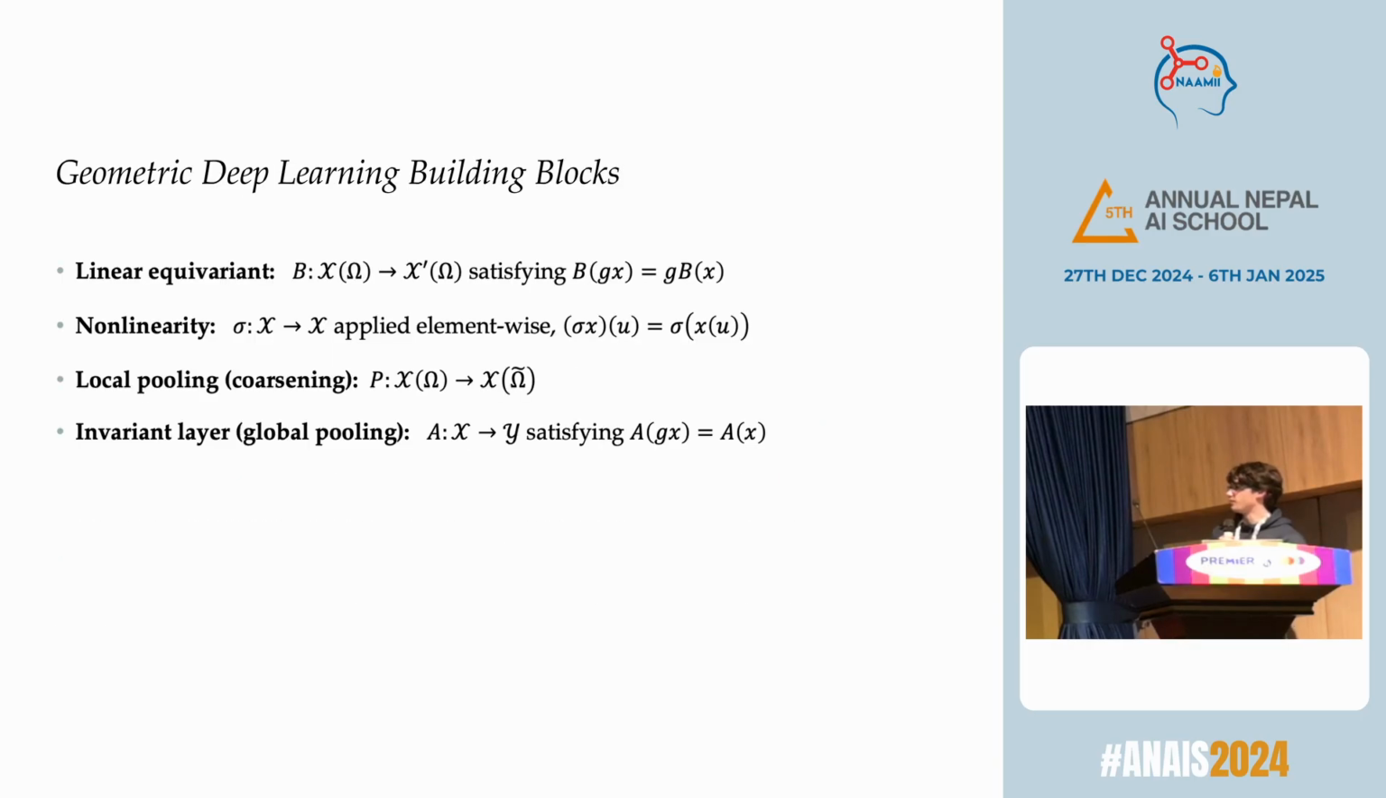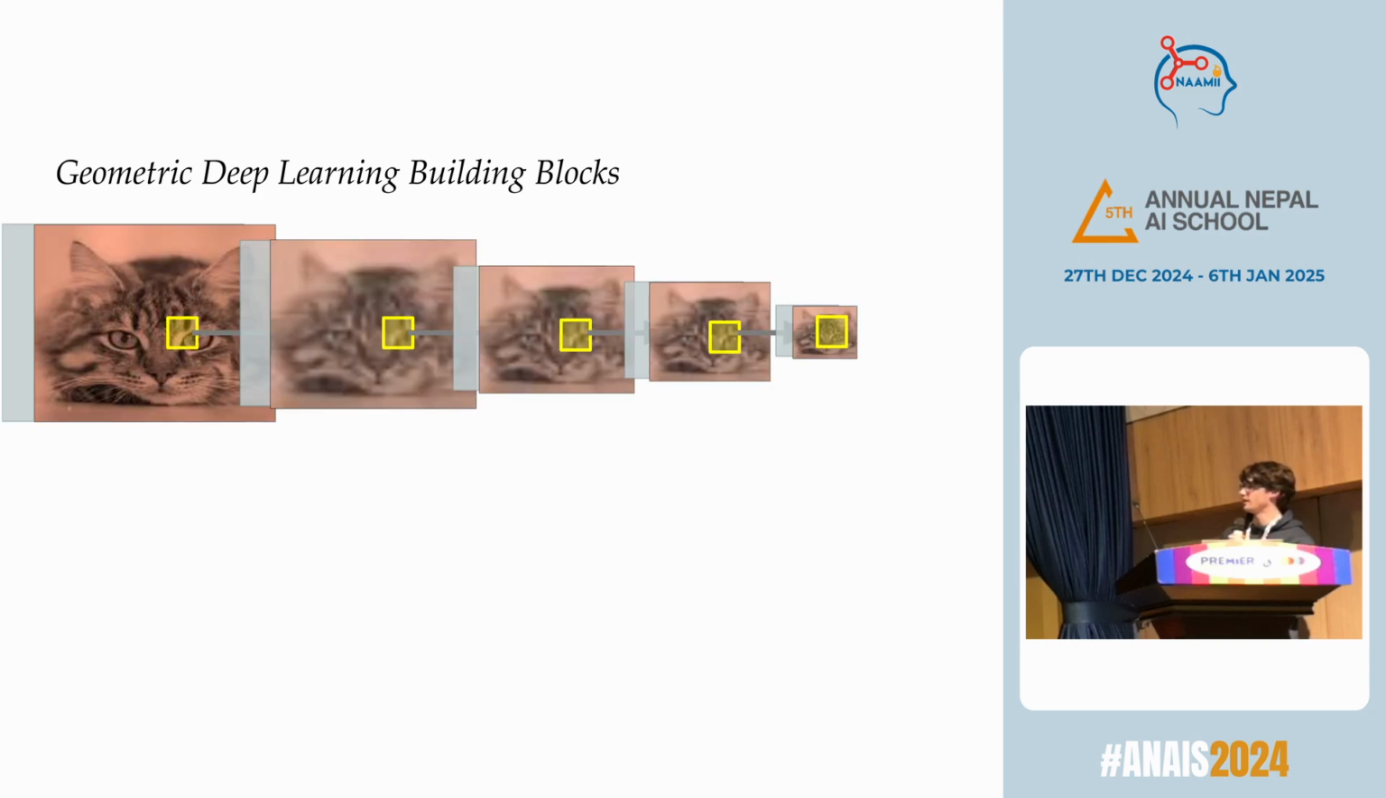And what we're going to do is use these linear equivariant transformations together with nonlinear transformations to generate, in the end, an overall invariant function that is more expressive than just stacking linear equivariant transformations. And then we are also going to leverage the local pooling or coarsening that we defined before, and a final invariant layer.